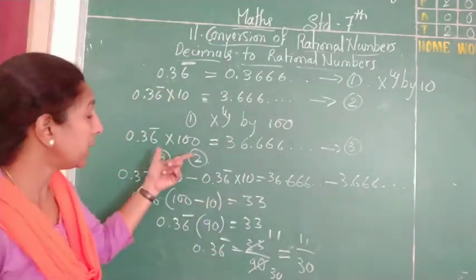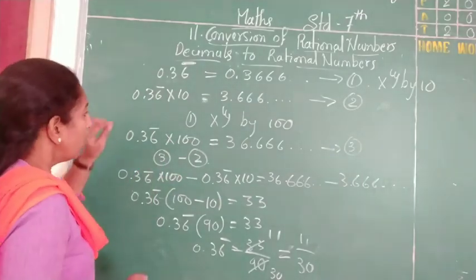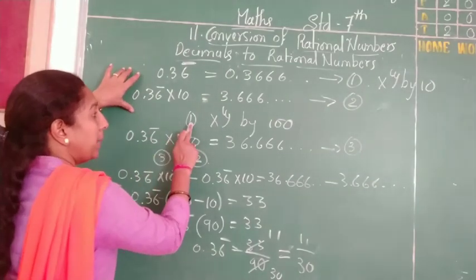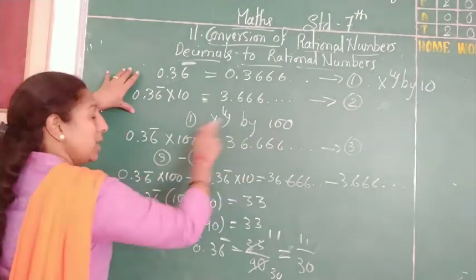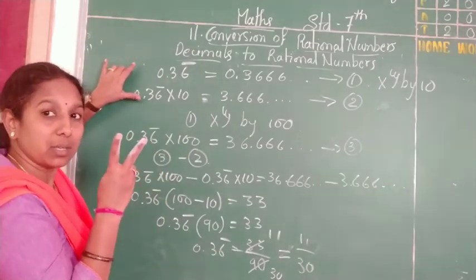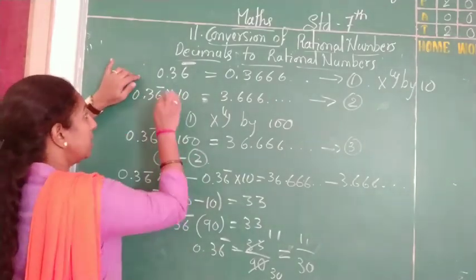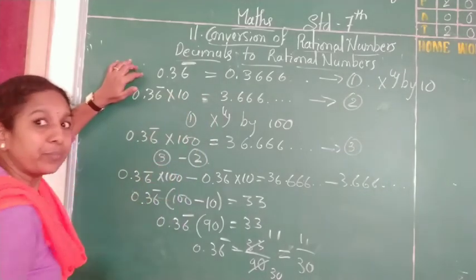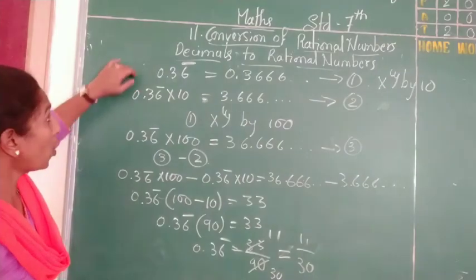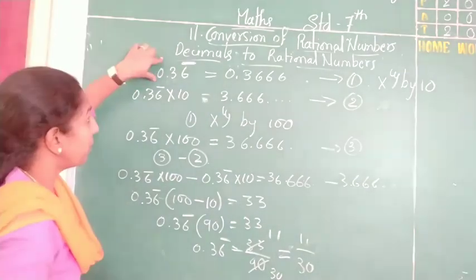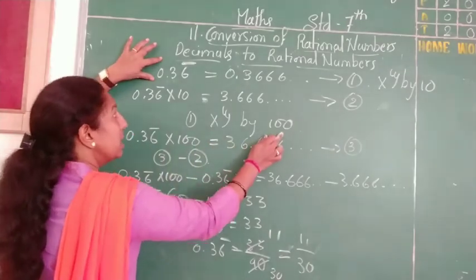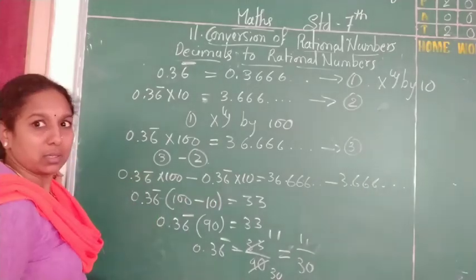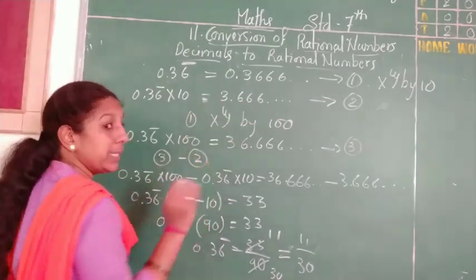One more thing: while doing this, I did not multiply here, and here I multiplied the one equation by 100. I have not taken the second equation. Why? Because one more 10 is already there. If you take that one only, you will get confused. So I took the first equation and multiplied by 100. Then automatically you will know that 36 will come here. If I take this one, it will be a little bit of a problem.